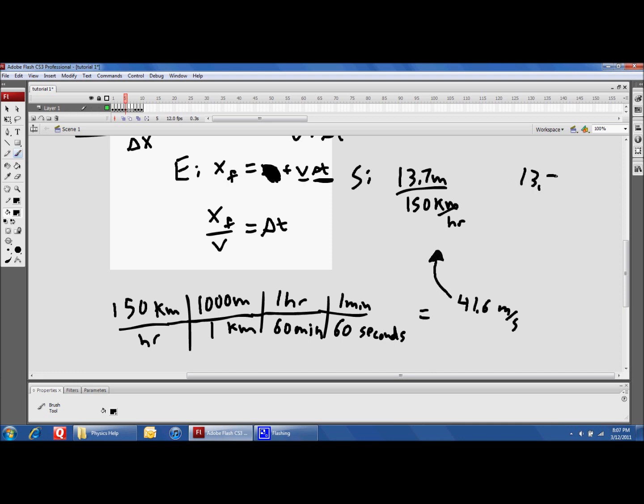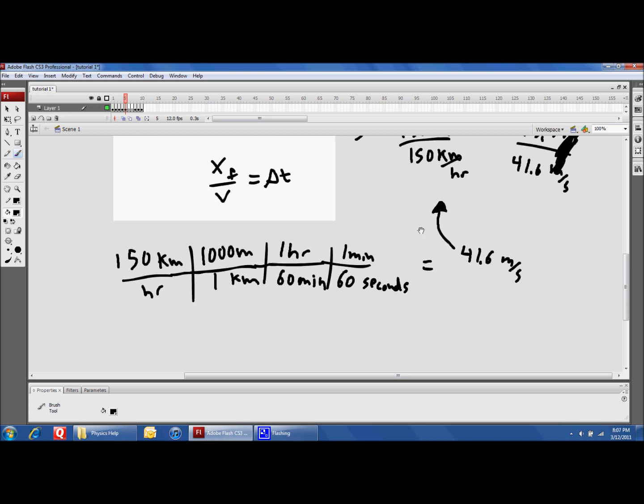So you have 13.7 meters over 41.6 meters per second. And because of the magic of fractions, the meters cancel out and the seconds go to the top, just because that's what happens when you multiply the fractions out. So the final unit that you're going for is seconds, because you're trying to find the time.